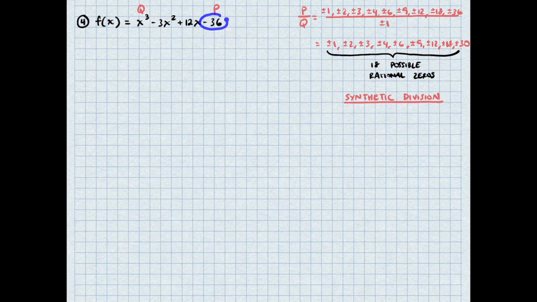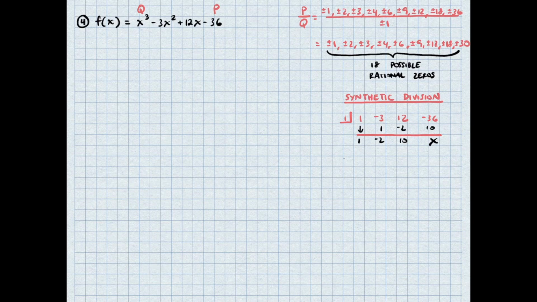Since this last value is negative 36, we really need to see if we can get this part of the function to equal positive 36. Because we have an odd degree here, if we choose a negative value, we're going to get a negative value to begin with. This will also be negative if we choose a negative value for x. To balance out this negative 36, I'm going to try out some positive values first. I'm going to start with positive 1 here.